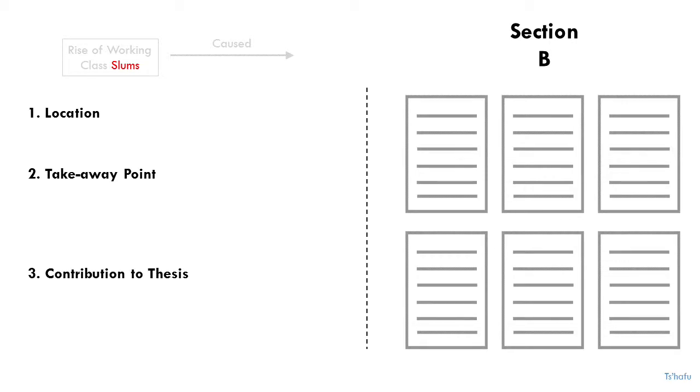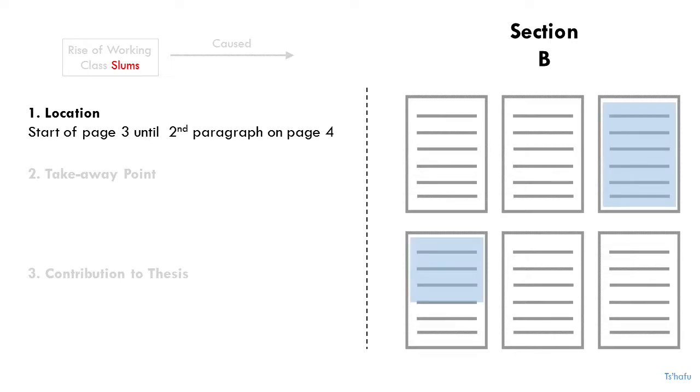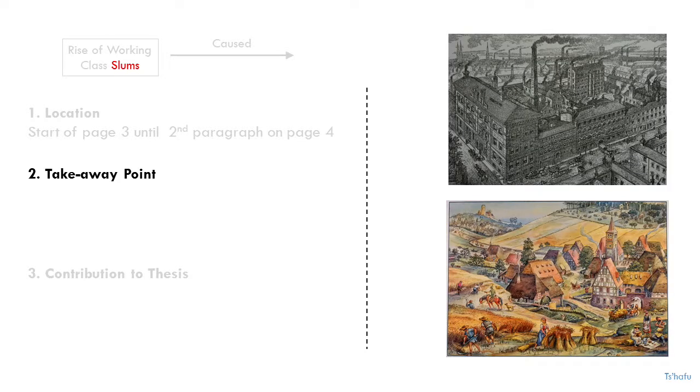Here we want to do the same thing, address those three questions. But now we talk about slums. So where do we find this section? Well, the start of page 3 until the second paragraph on page 4. Great. So now we know exactly how much space it's taking up on our canvas. What about the takeaway point? Well, we have to think about this just like we did before. At the top, we have our city during industrialization, and at the bottom, we have it before. And again, we're going to make our case by way of juxtaposing the top with the one on the bottom.